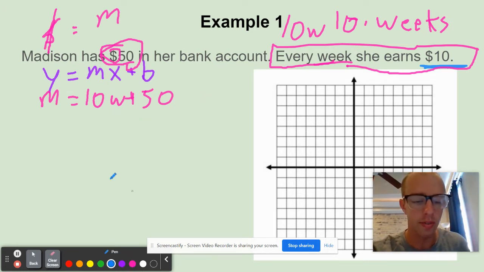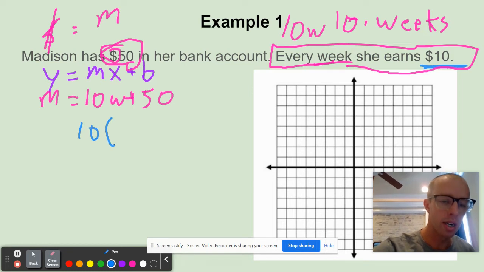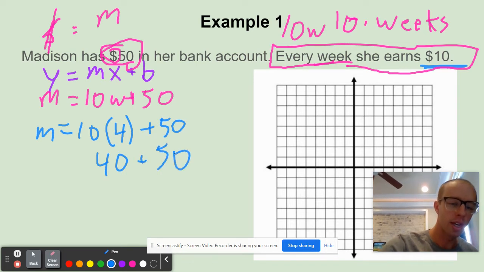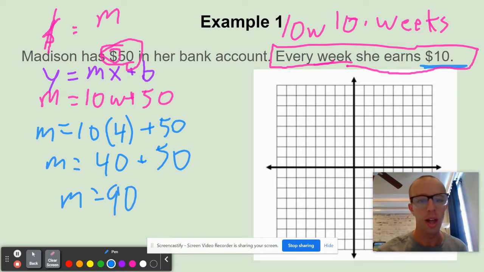And this equation makes sense if I think about it, right? If I said, how much money does Madison have after 4 weeks? Well, you could plug in a 4 for the amount of weeks, right? Because now weeks is no longer an unknown. Variables only represent unknown numbers. I know it's been 4 weeks now. I just told you that. So to figure out how much total money M she has, I do 10 times 4 is 40 plus 50. And after 4 weeks, Madison would have $90, right? So the equation just helps me figure out some real world scenarios here.